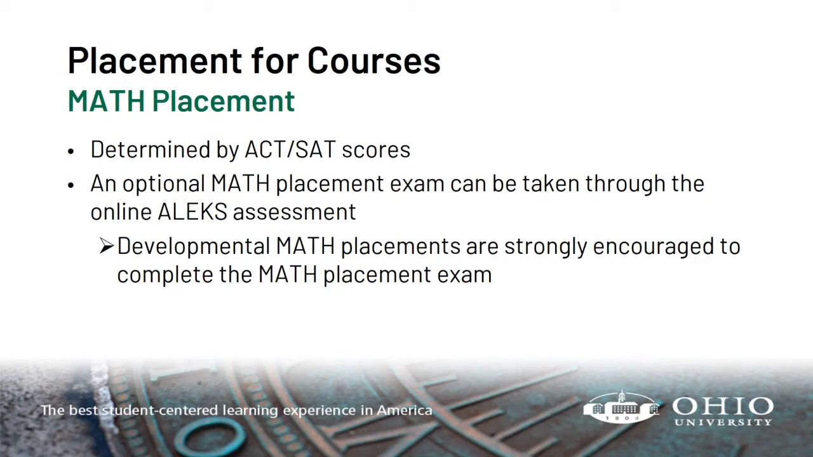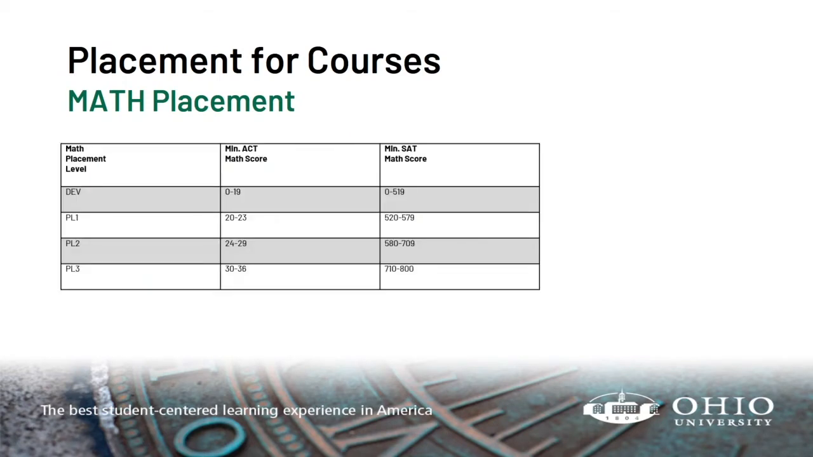math placement. So to kind of give you an idea, here are the placements. You'll see here on the far left, these are our placement levels: developmental, placement 1, placement 2, and placement 3. The ACT range: so for developmental, it's 0 to 19, placement 1, 20 to 23, and so on. And then your far right column is SAT scores for the math portion.